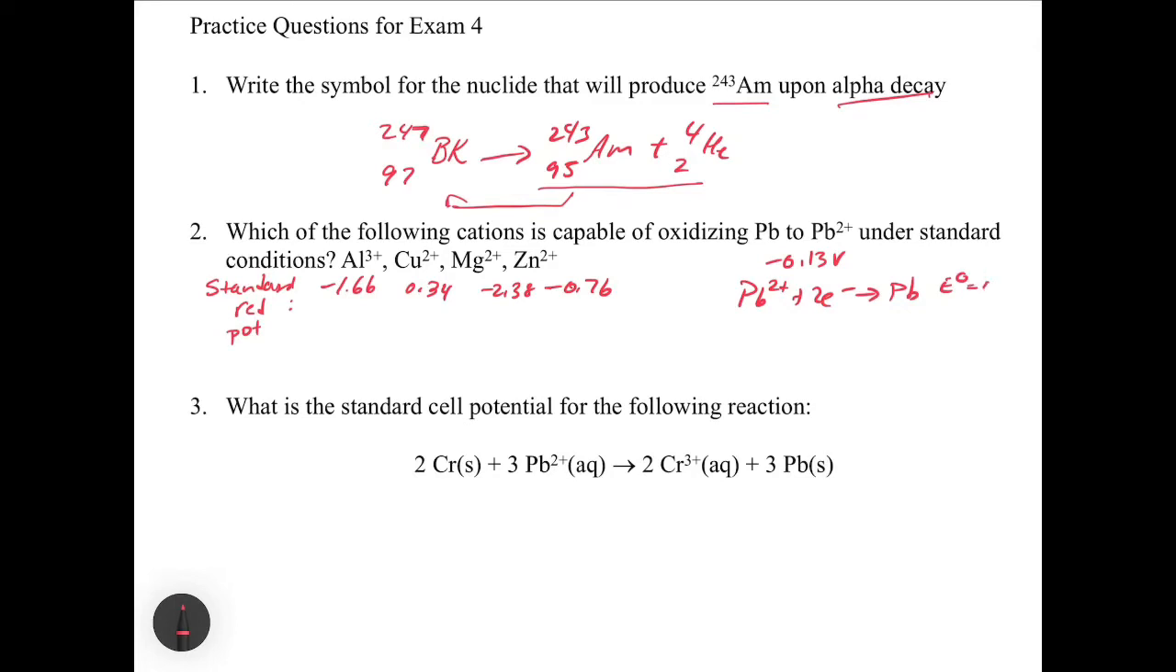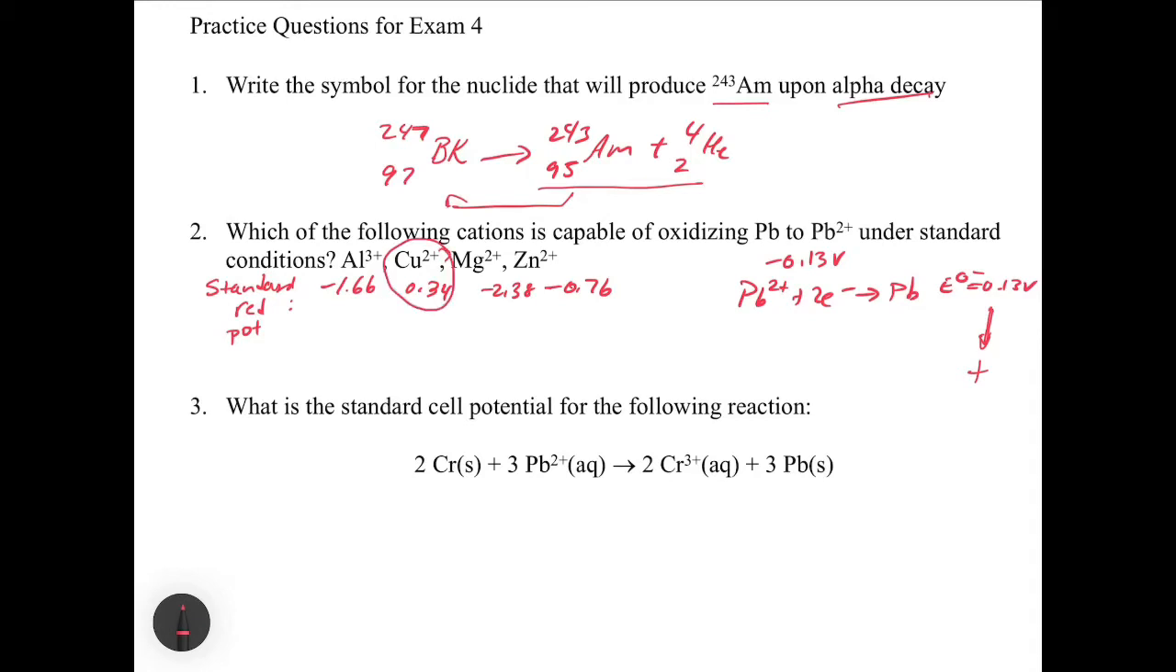This has an E naught equal to minus 0.13 volts. If this is minus 0.13 volts, we know that anything higher than this is going to be a stronger oxidizing agent, meaning those are the species that tend to want to be reduced. So anything with a higher, more positive reduction potential is going to be able to oxidize lead. The only one with a higher standard reduction potential is copper 2 plus. So that's going to be the answer.